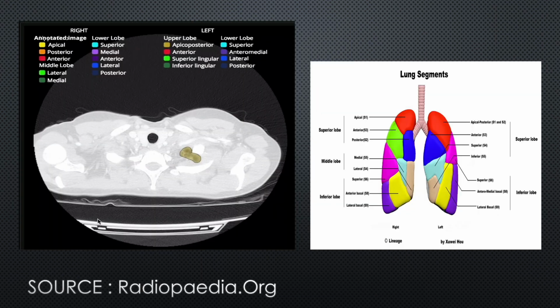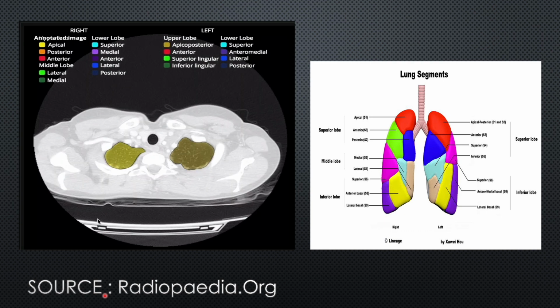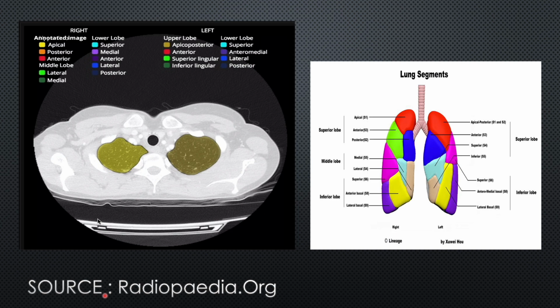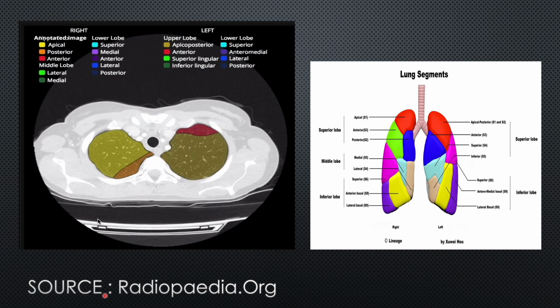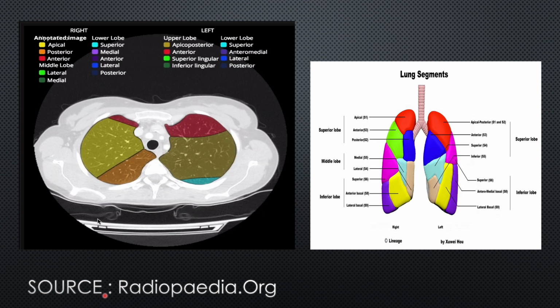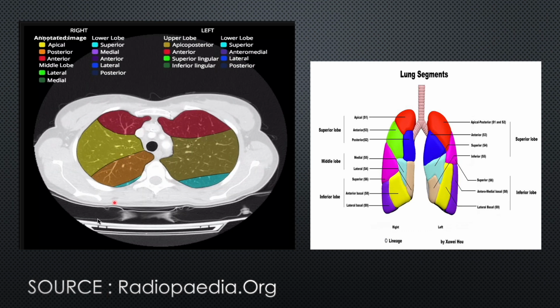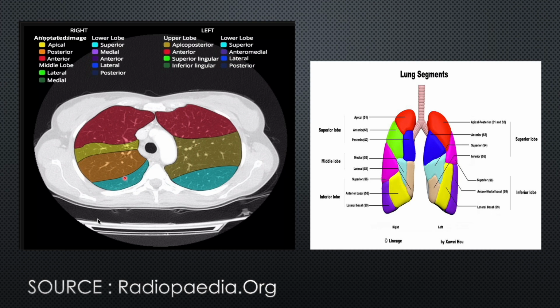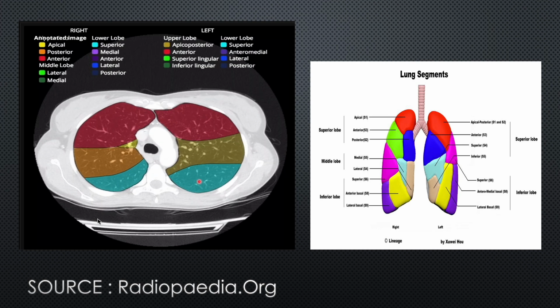So let's quickly revise. This I've taken from Radiopaedia because I found it really useful to understand. Let's try and name the segments as we cross them and quickly revise. So we can see most of the apical once we start scrolling down. Now we should see the anterior segment, first on the left, we are also seeing it on the right. At this point, we can see apical, anterior, posterior. We can see the superior segment of the lower lobe at this level.